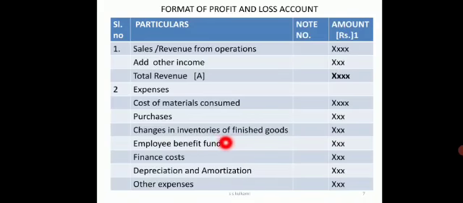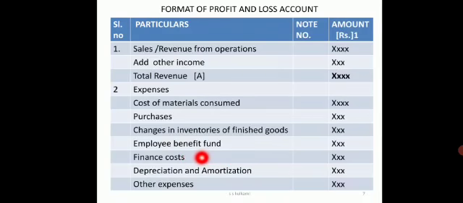Now employee benefit expense has come. Any amount which is expended in favor of the employees, for example salary, wages, contribution to PF or employee benefit fund or welfare fund, whatever we are giving to the employees for their benefit is taken as employee benefit expense. Next one is finance cost. This includes the interest paid yearly on the loans we have raised. So interest on overdraft, interest on long-term loans, interest on debentures paid, all come under finance cost.